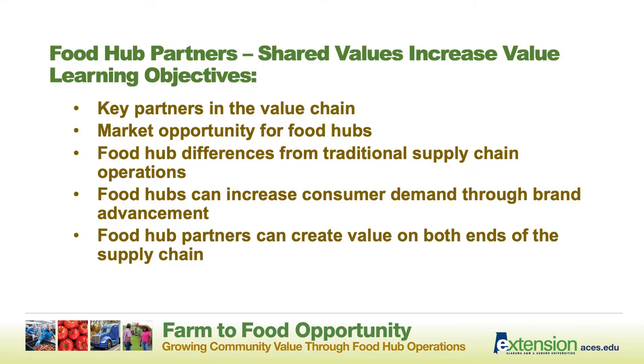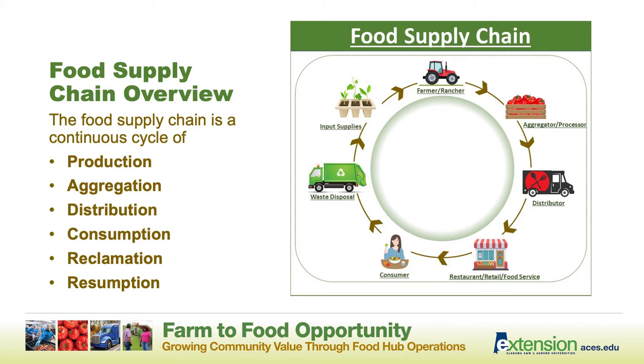For additional resources, you can consult the USDA Agricultural Marketing Service publication, Food Value Chains, Creating Shared Value to Enhance Success. The food supply chain is a continuous cycle of production, aggregation, distribution, consumption, reclamation, and resumption. For this training, we will be focused on production, which is the initial link in the chain, which starts with our farmers and ranchers growing the food that eventually ends up on our tables.